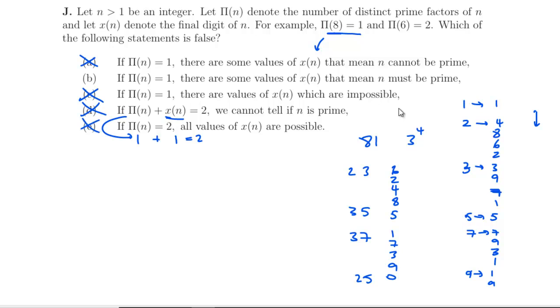Right, so it's going to have to be B. We don't really have any choice. That was the annoying one that's left, but we've shown that none of the others can be the case. So how can we show that this might work if we really wanted to? Pi n is equal to 1, so it's got 1 prime factor. There are some values of xn that mean n must be prime.